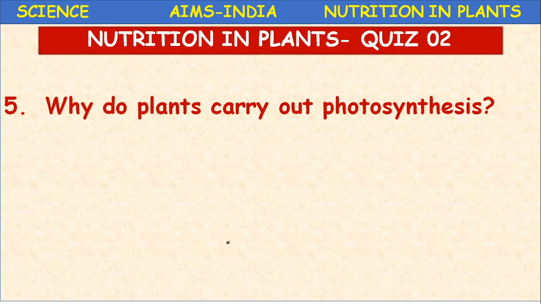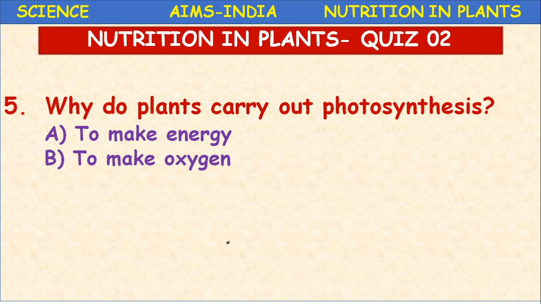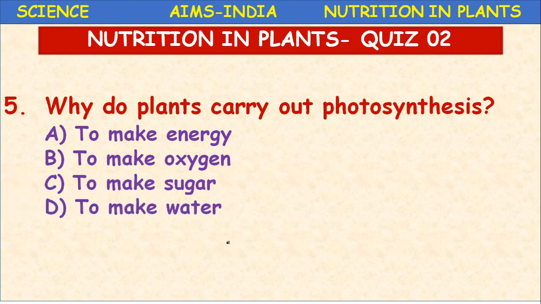Why do plants carry out photosynthesis, children? To make energy, to make oxygen, to make sugar, to make water. Why do plants carry out photosynthesis? In order to prepare the food material. What is that food material? Sugar. So, to make sugar. The right option is C.